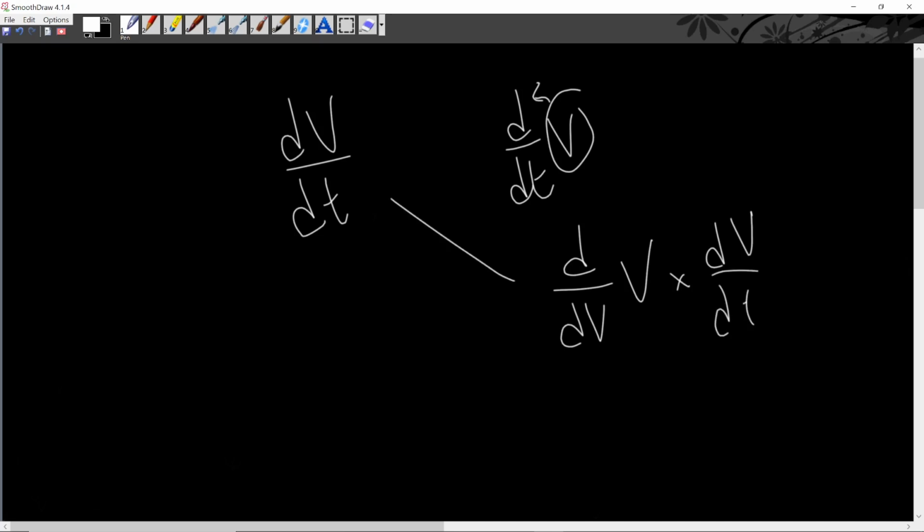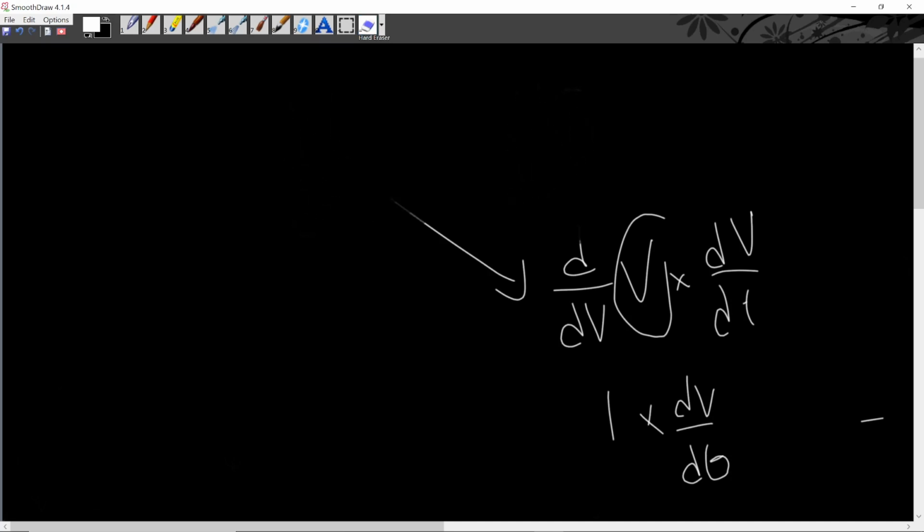You might think that this distinction isn't really important as long as you know what it's supposed to look like, but that's kind of why this channel was made: to understand what you're doing instead of how you're doing it. So dv/dt is just the derivative of v with respect to v times the derivative of v with respect to t. And like x, the derivative of v with respect to v will be 1 times dv/dt. That's what this means, and it's important to know that.